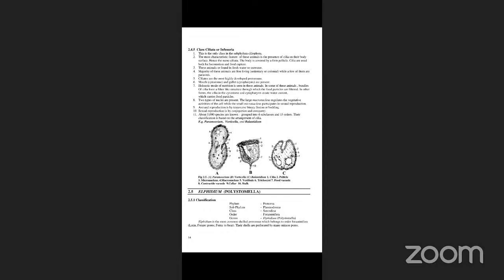Then Ciliata, also called Infusoria. It is the only class in subphylum Ciliophora. Its identification is based on the presence of cilia. Cilia are present all over the body, and the body is covered by a firm pellicle. The cilia are used for locomotion, that is movement, and food capture. They are usually found in freshwater or seawater. Most of them are freshwater and some of them are parasites.